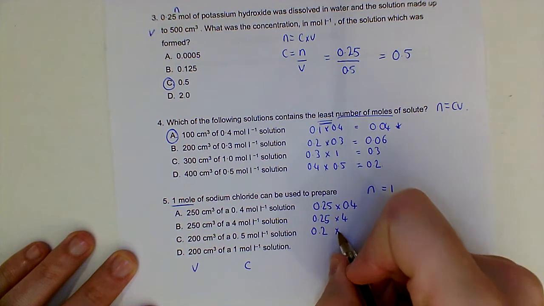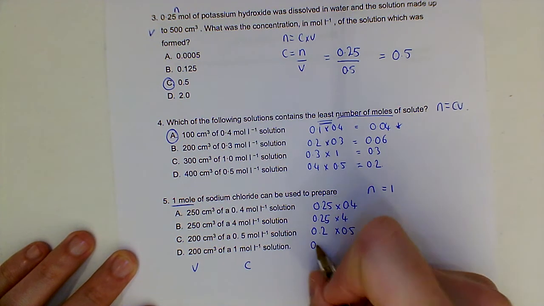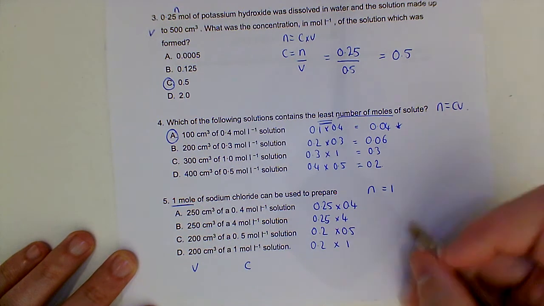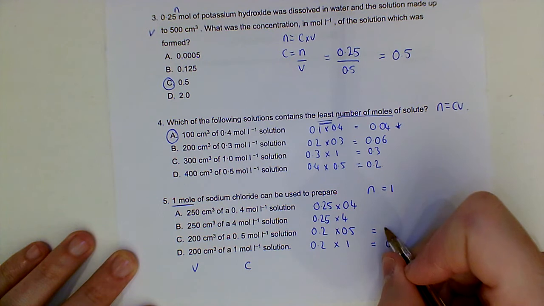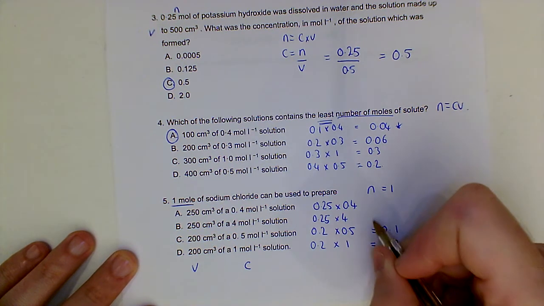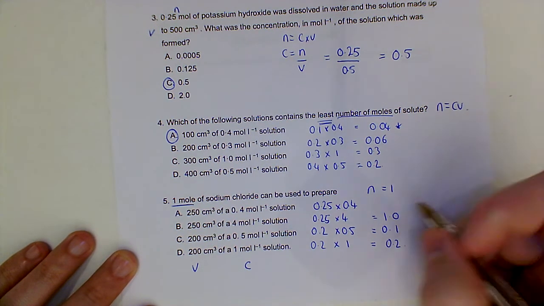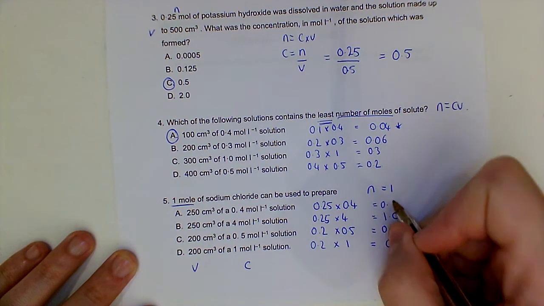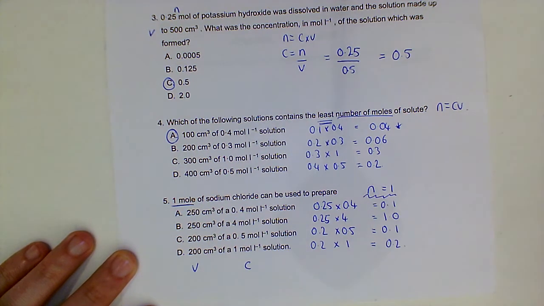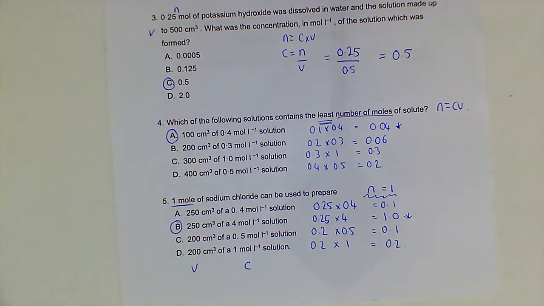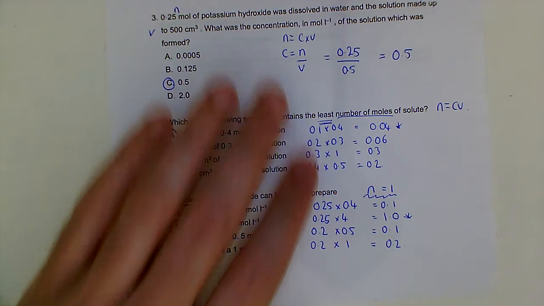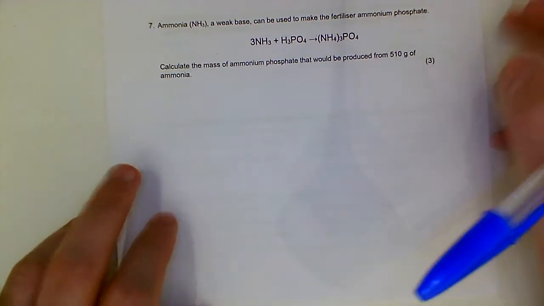Next one is 0.2 multiplied by 0.5 and 0.2 multiplied by 1. So the bottom one is going to be 0.2. The next one is 0.1. This one is 1.0, and the top one is 0.1. So we were looking for which one is 1 mole, so it's that one. So my answer is B. Now those were the multiple choice questions. We have got some extended questions. We've got 3 of slightly longer type questions to do.